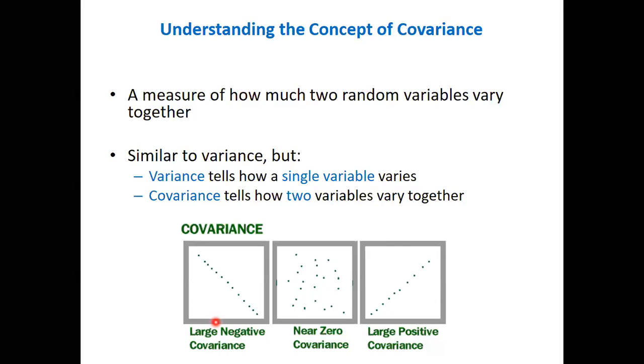So this third one, both of them increase together. This first one, if one increases, the other one decreases, or if one decreases, the other one increases; they move in opposite directions. The one in the middle shows that there's no pattern. They don't vary together. Not that they don't vary, they vary on their own, but those two don't vary together. That's near zero covariance. So if covariance is the degree to which two variables vary together, this middle one, no, they don't vary together. That's why you cannot see a pattern, just scatter.